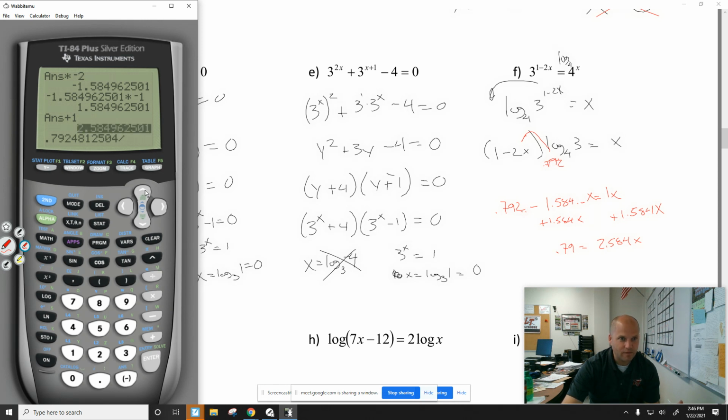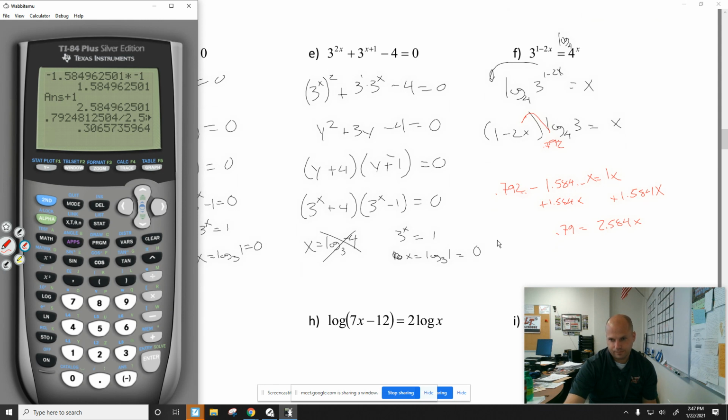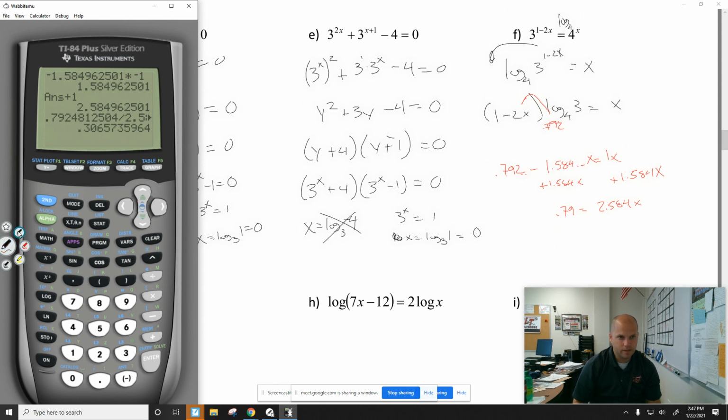Divided by the 2.58 number. That's your answer. Okay? Guaranteed. This is a way that I showed students who are just not comfortable with not having numbers. Okay, so 0.306. I'll show you the other way to get it, which is keeping the logs where they were. So I got log base 4 of 3.